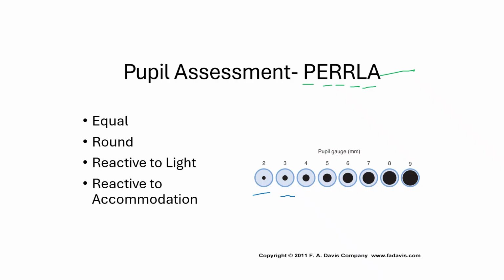So a little trick is to think that PERLA means perfect pupils. If someone does not have PERLA, then this is an indication that something is wrong. So if they're not equal, if they're not reactive, or they're reacting sluggishly or in an uneven way, or they're not accommodating, then that is telling you something is wrong.